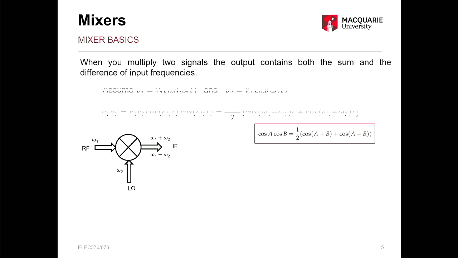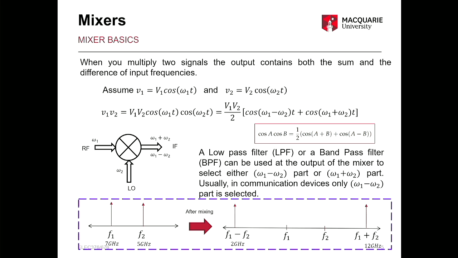So here we looked at that if you have a mixer, which we show here as a multiplier, you give in the RF signal at frequency omega 1 and a local oscillator signal omega 2, and you get the intermediate frequency, which is the sum and the difference of omega 1 and omega 2.